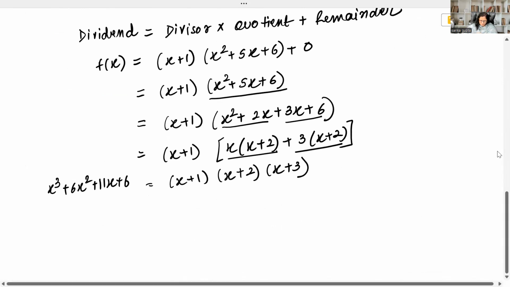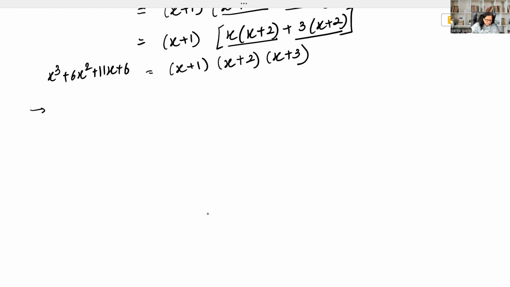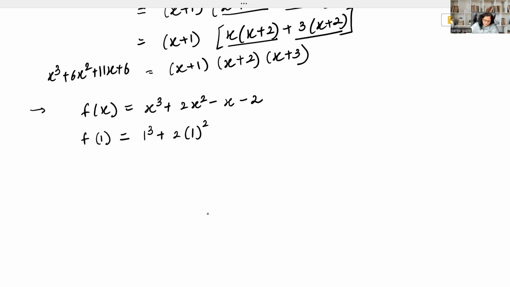Let us consider another cubic polynomial. F of x is equal to x cube plus 2x squared minus x minus 2. Now, if I substitute x equal to 1 here to find out the first factor using hit and trial method, I get 1 cube plus 2 into 1 square minus 1 minus 2 as the value of the expression, and plus 2 minus 2 will cancel out each other here. Plus 1 and minus 1 will cancel out each other here, and the answer would be 0.